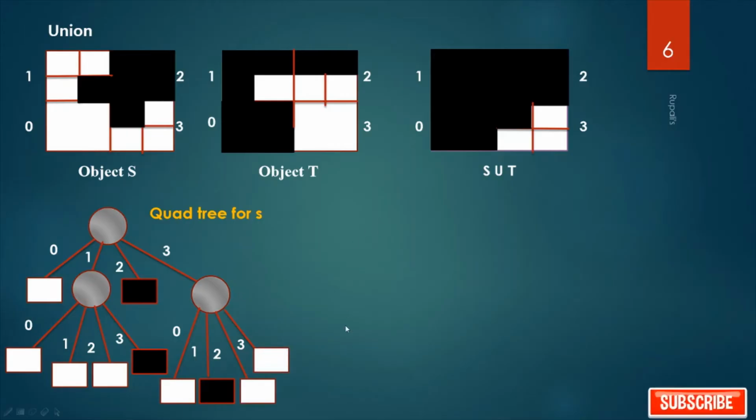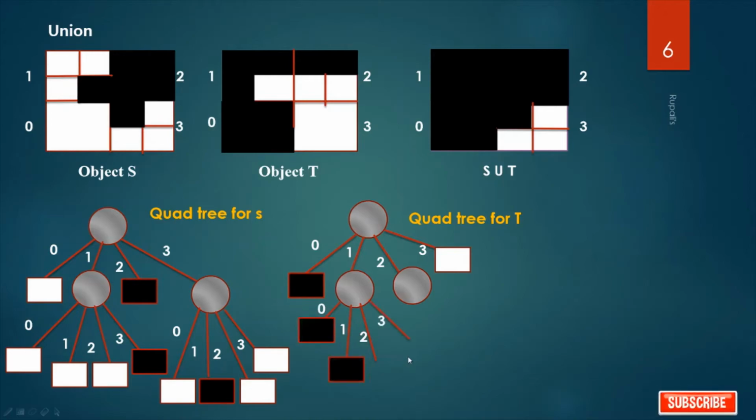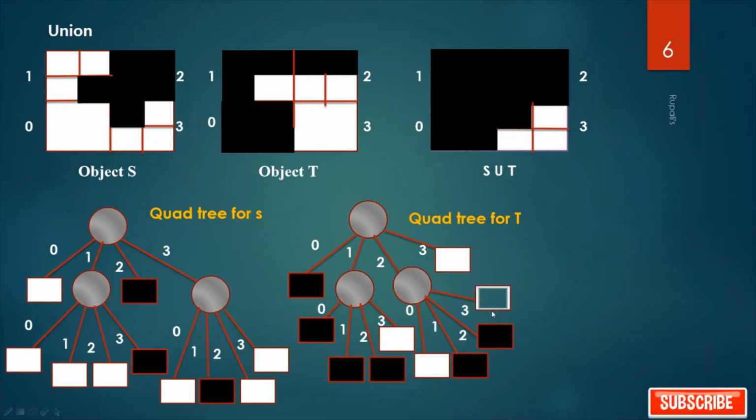Now pause your video and try to draw the quadtree for object T. So the quadtree for object T is first partially full, then 4 quadrants. For 0 it is full, so black, 1 is partially full, so grey, 2 is partially full, so grey and 3 is white. For 1 again, 0, 1 and 2 are black, 3 is white. And for 2, 1 and 2 are black, 0 and 3 are white. So this is the quadtree for object T.